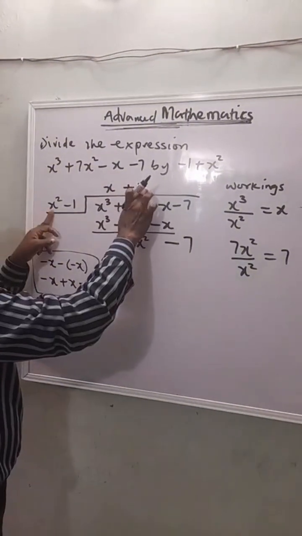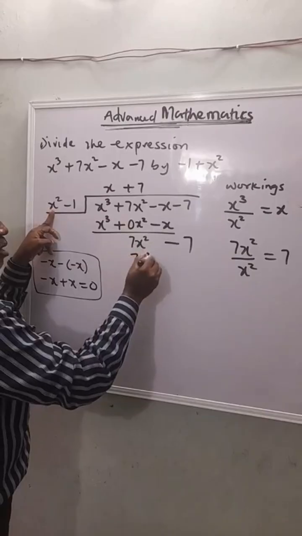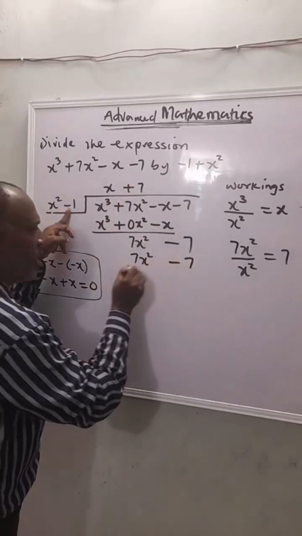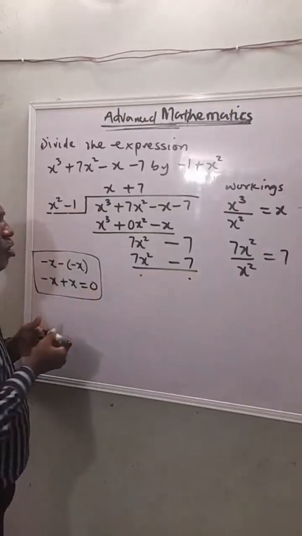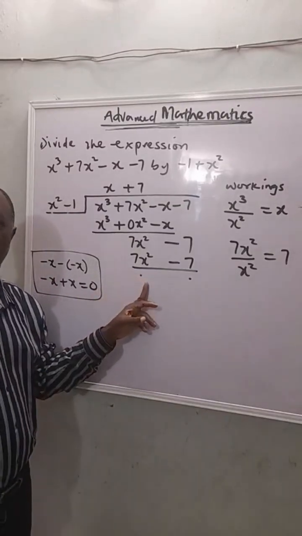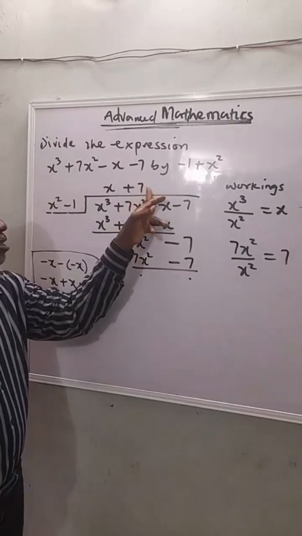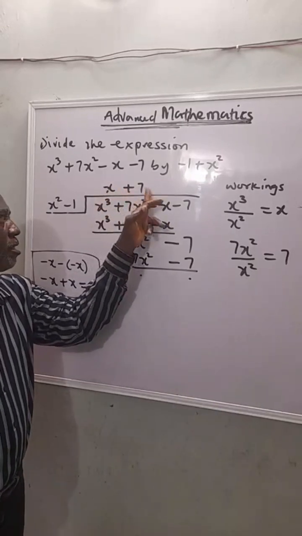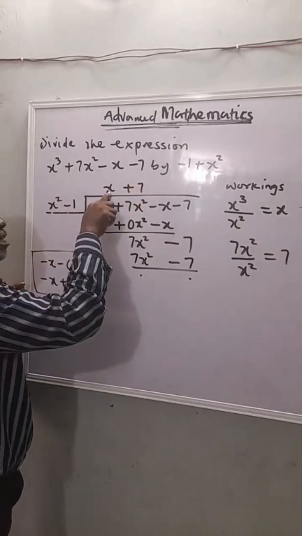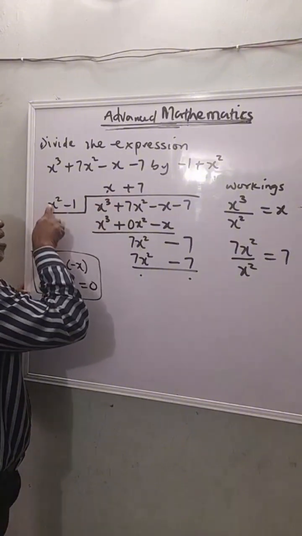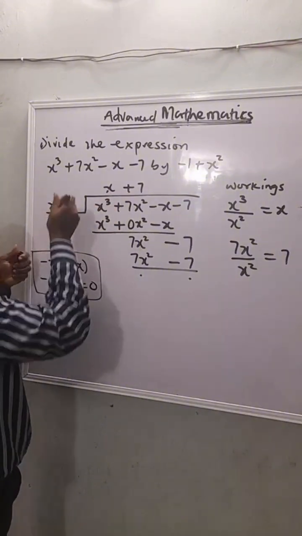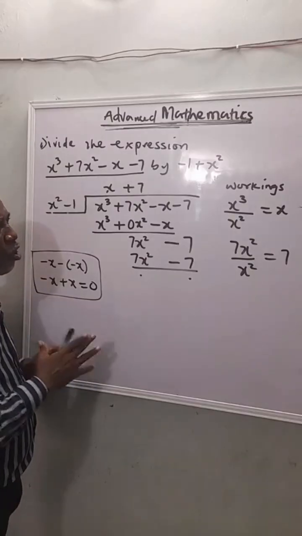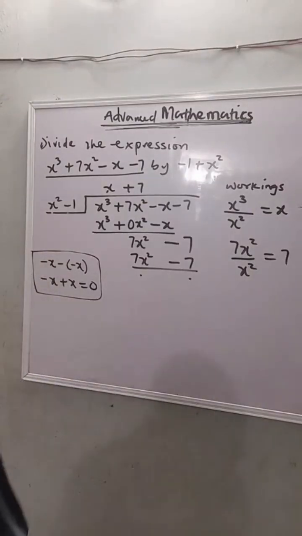So 7 times x squared will be 7x squared, and plus 7 times minus 1 will be minus 7. When you subtract, it's 0, which simply means it has no remainder. Our quotient, the solution to this problem, is x plus 7. When you use this x plus 7 to multiply x squared minus 1, it will give us back the original polynomial. And that is how to solve this problem.